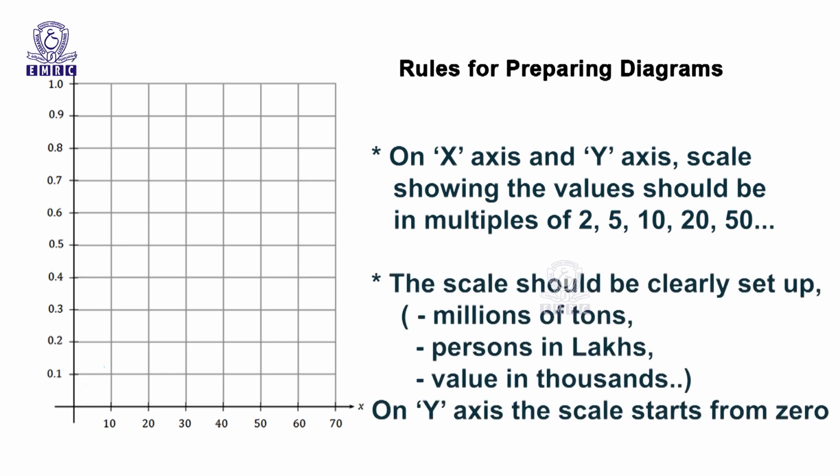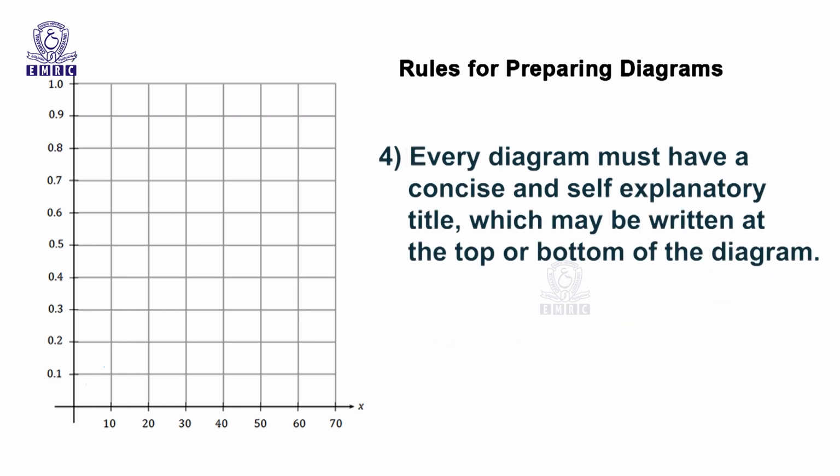3. The scale should be clearly set up. Example, the millions of tons, persons in lakhs, value in thousands, etc. On y axis, the scale starts from 0 as the vertical scale is not broken. 4. Every diagram must have a concise and self-explanatory title, which may be written on the top or bottom of the diagram.